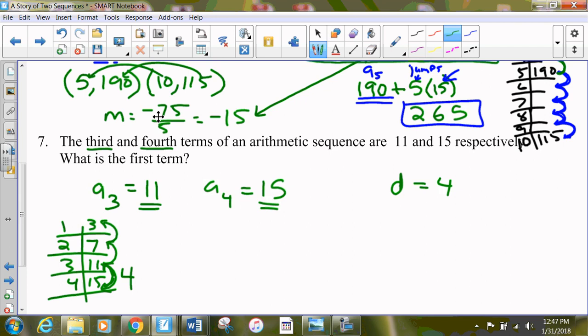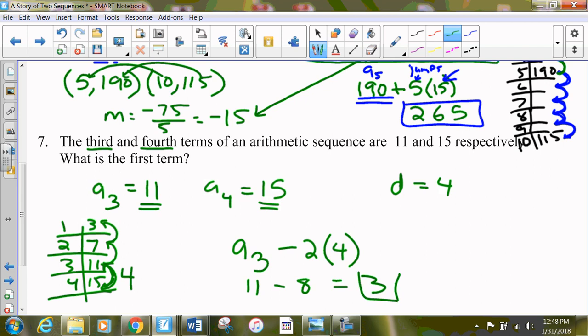Is there another way to do it? Absolutely. I could take a sub 3 and I'd have to do how many jumps? Let's see, I'm losing my place here. So if a sub 3 is 11, right? And I'm going to subtract, because I'm jumping up, 2. And each of those 2 is worth 4, so I'm doing 11 minus 8. That also gives me the 3. That's another way to look at it.